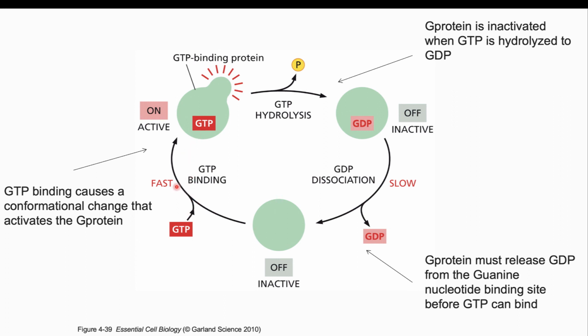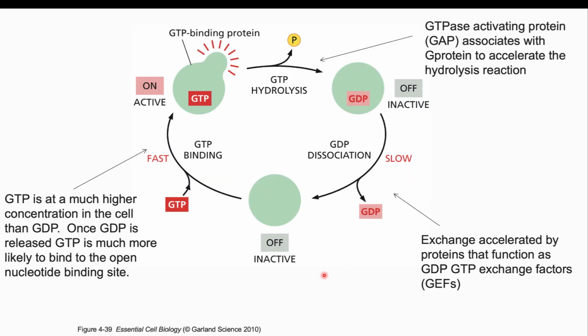I have a little notation here that this happens very fast. There's plenty of GTP around, it's easy to bind, but the dissociation is slow. So it turns out that there are some enzymes that are going to help with this process. Shutting down this active G protein would be very slow on its own. But there is a class of proteins called GTPase activating proteins, or GAPs, that associate with the G protein, and together, when it's in that GAP-bound state, it accelerates GTP hydrolysis.